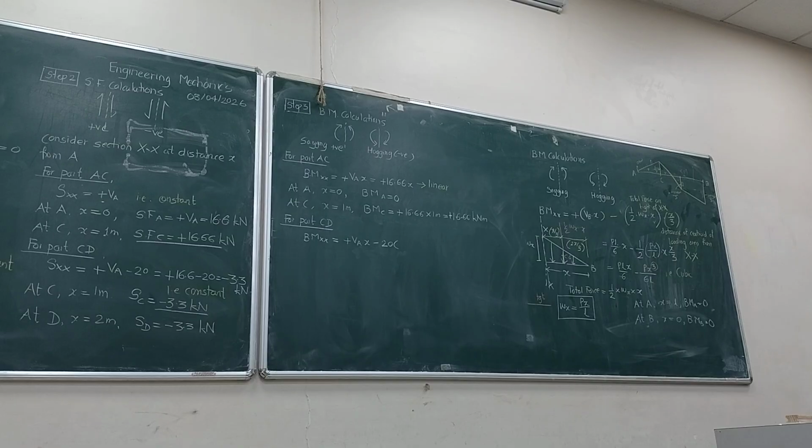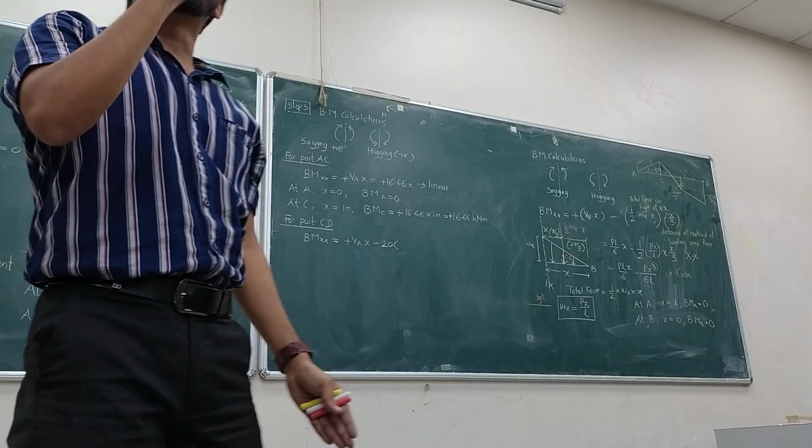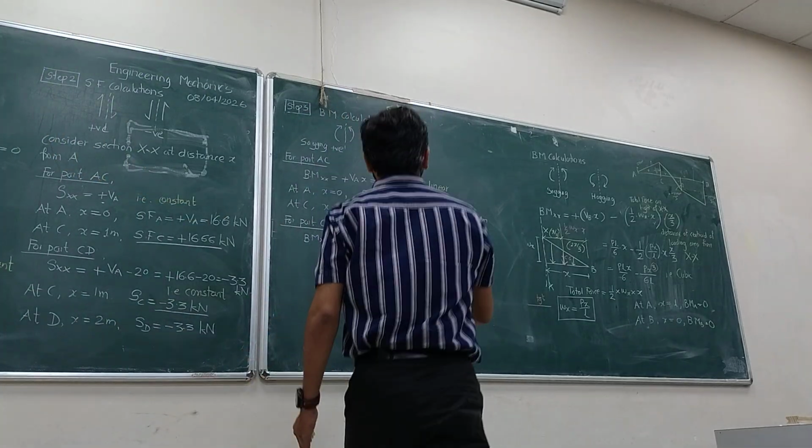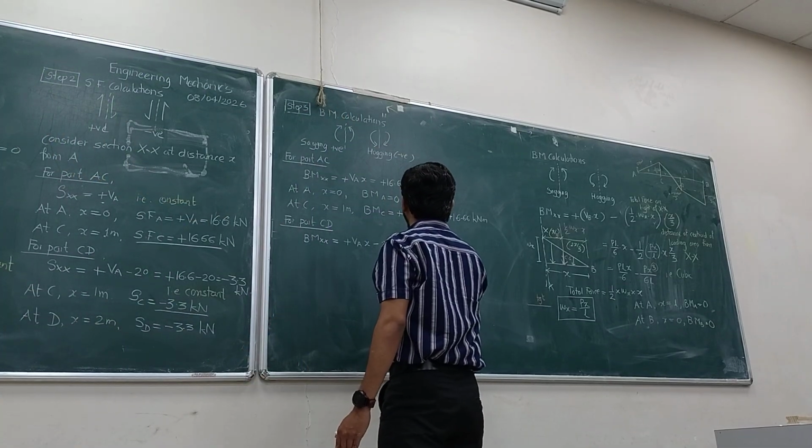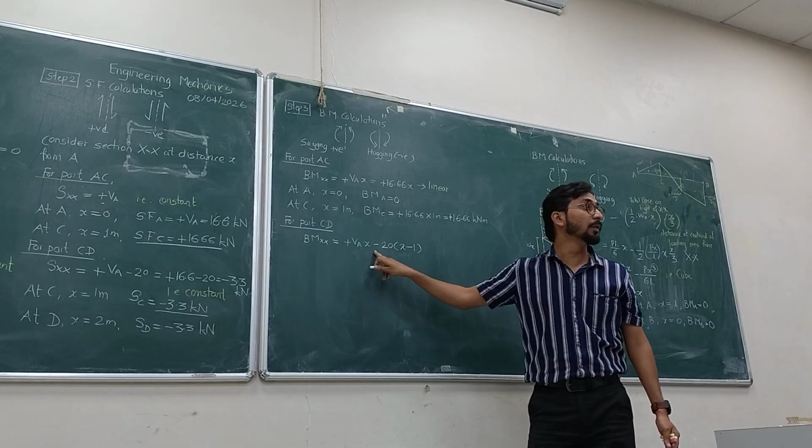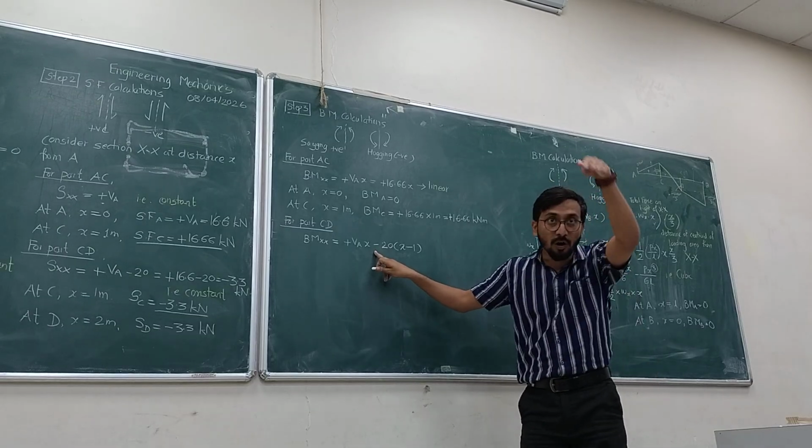The total distance is x and this distance is 1. So x minus 1, you will get x minus 1 distance. So what is the distance? x minus 1. What is the bending moment? 20 into x minus 1. Why negative? Because it is a hogging bending moment.